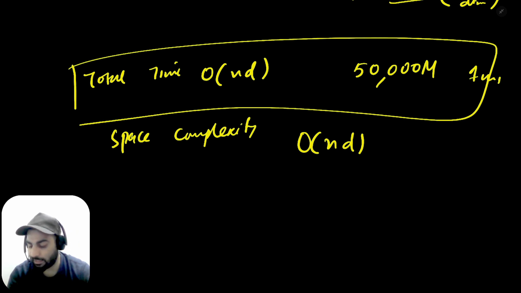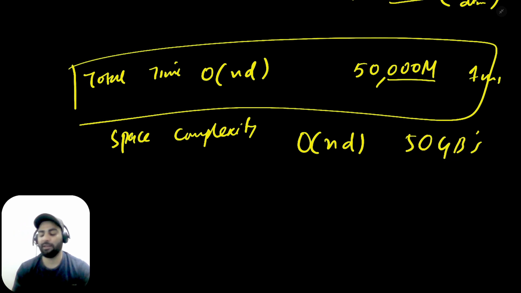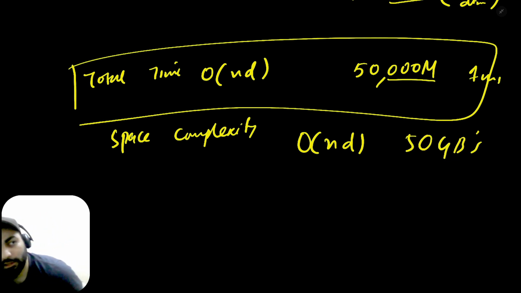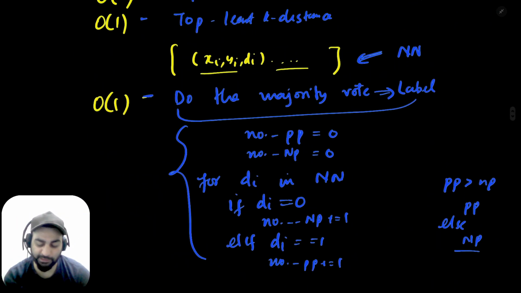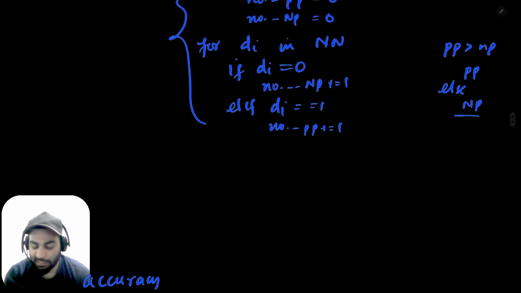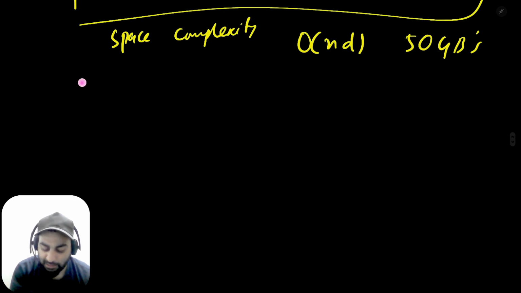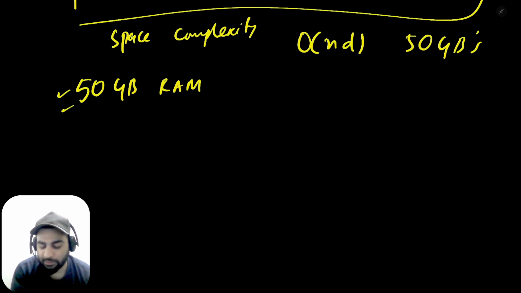So how much space is this? This is nearly like 50 GBs. I'm saying roughly 50 GBs you'll have to have in the RAM if you apply the algorithm that you implemented. The algorithm that we saw, the simple implementation, will require 50 GBs of RAM, and then even the time will be very high.